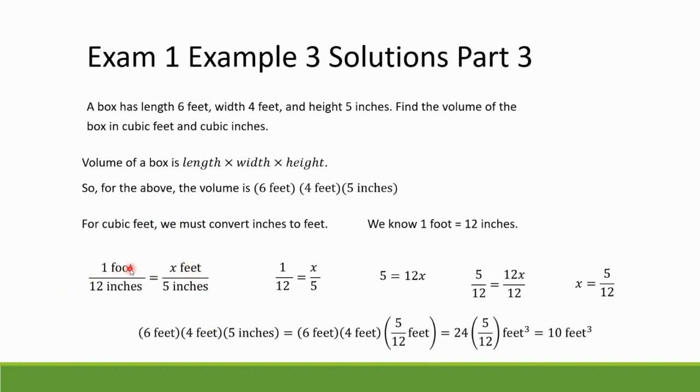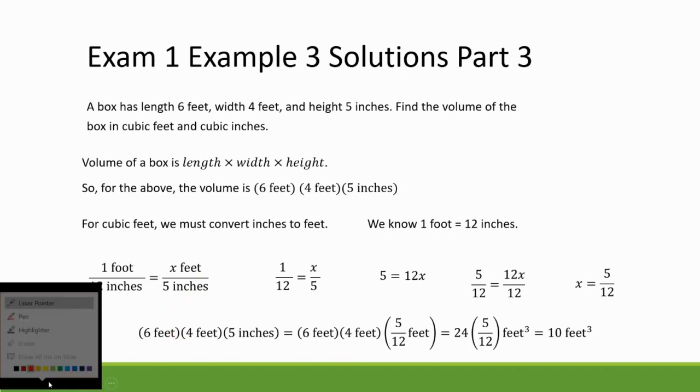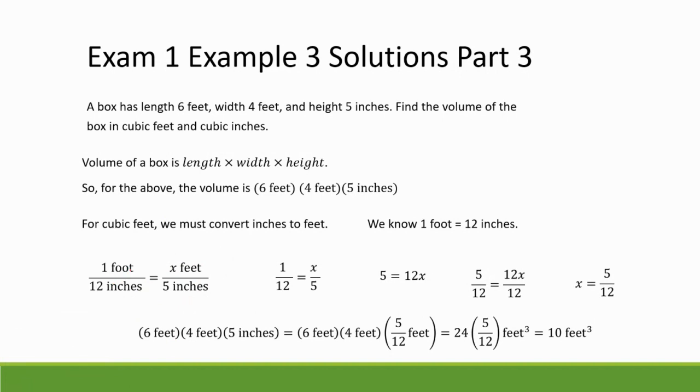Notice that feet is in the numerator, inches is in the denominator. Now, why is that good? Well, as you can see, the units cancel, right? And what we get is 1 over 12 is x over 5, because the units cancel. But again, the same unit has to be in a corresponding position.